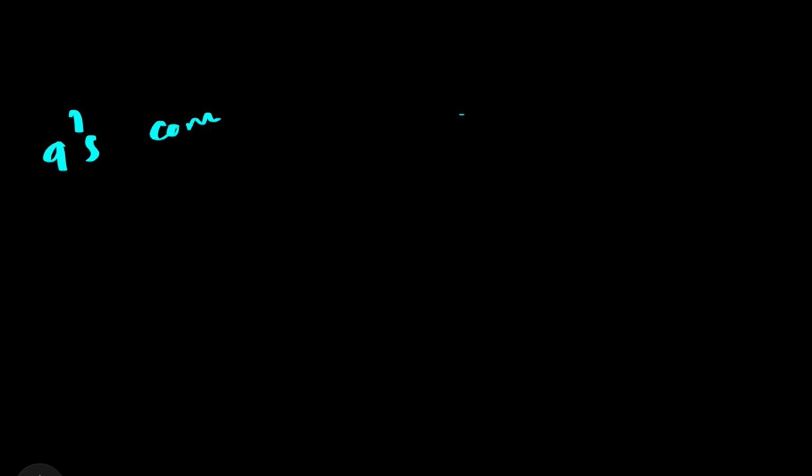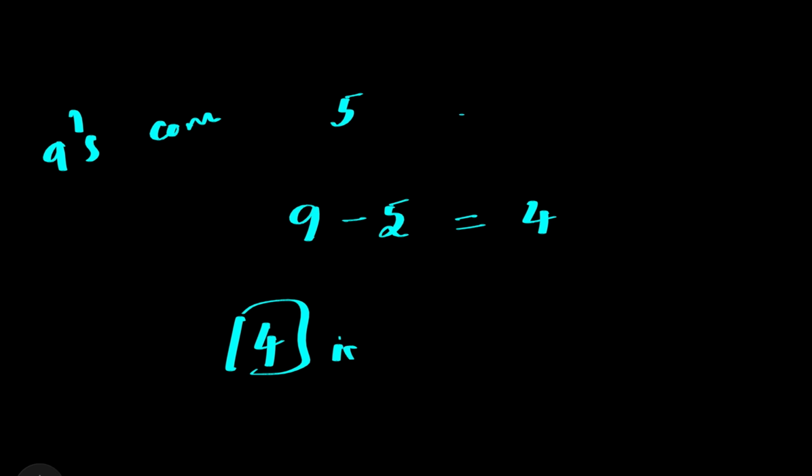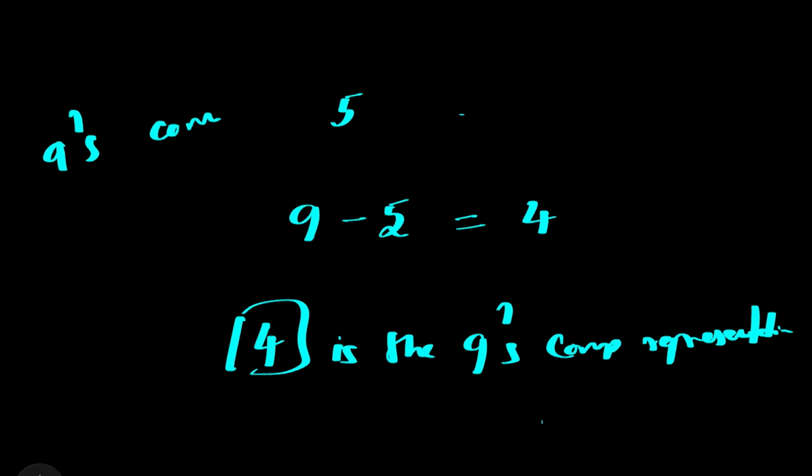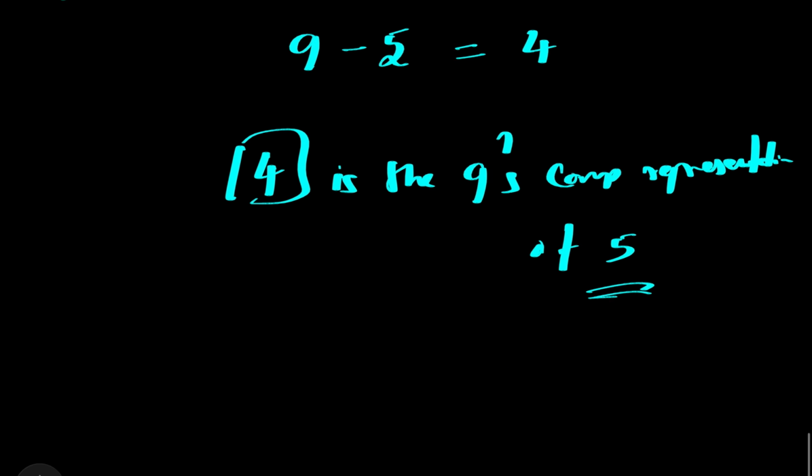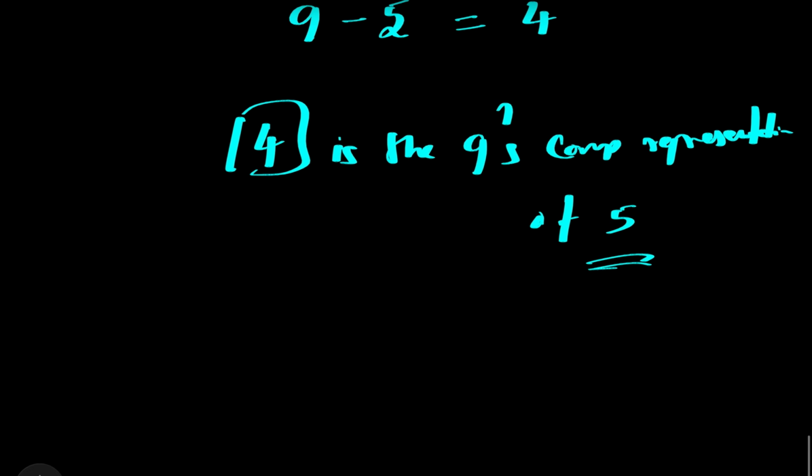Now we go for a 9's complement. So consider the given number is 5. We need to represent this in the 9's complement. What do you have to do? Just do 9 minus 5. It's a 4. So 4, you can say, is the 9's complement representation of 5. Guys, we are just looking at the representation. We haven't gotten into the subtraction. But first we have to understand the representation.